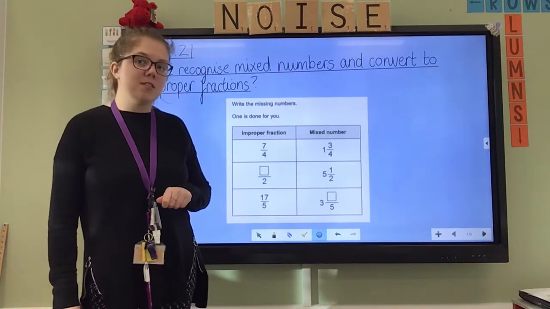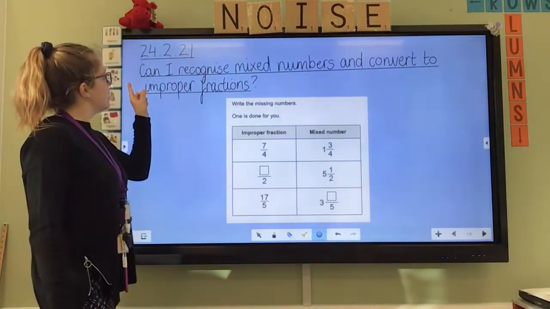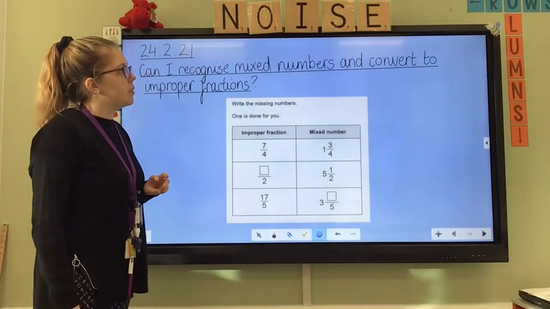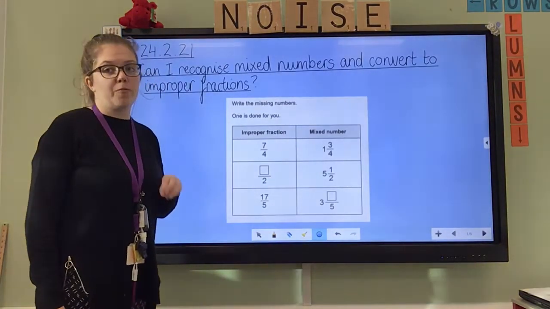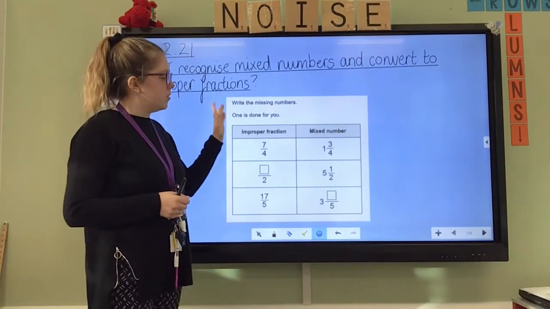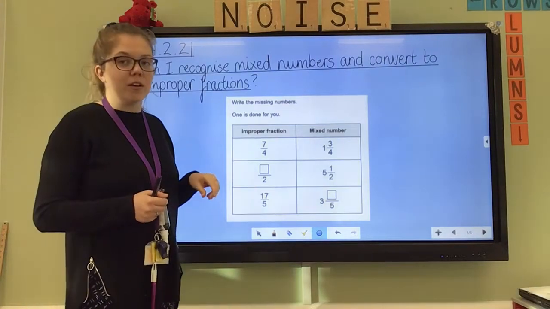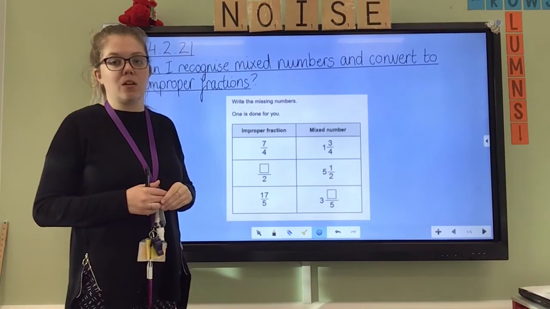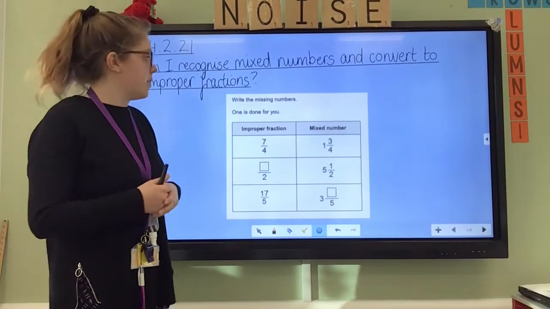Another revision lesson today, but today we're seeing, can I recognise mixed numbers and convert them to improper fractions? That's what I'm going to focus on in my video today. And I've got lots of questions, again in test style, to show you how you would be asked to answer these in a test or in an assessment.